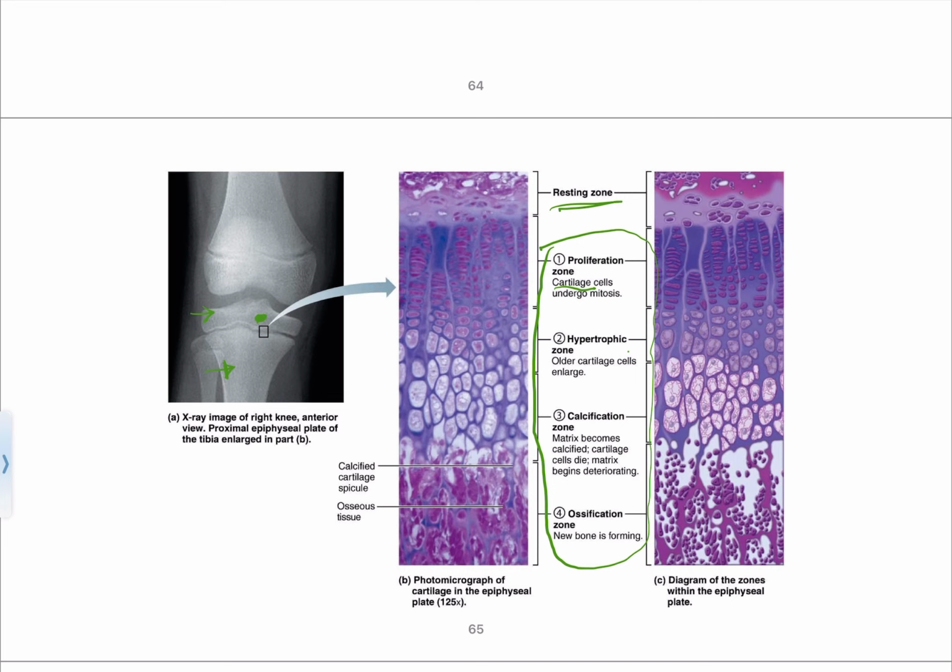Hypertrophic zone, that's where they're going to hypertrophy and enlarge, and the older cartilage cells are going to go in and enlarge. The next step is we're going to calcify the matrix. Because we calcify the matrix, we can no longer get nutrients to our chondrocytes, so they're actually going to die, and that's when we can go in and start building our actual bone.